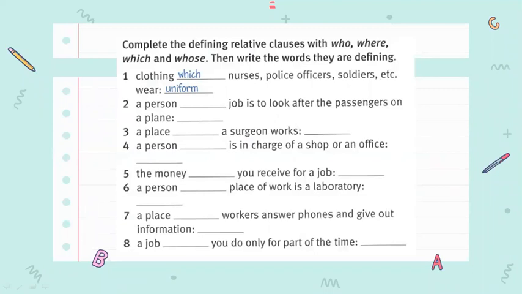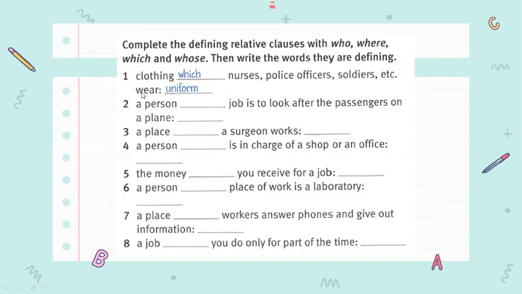Now on to our next exercise. We first need to complete the defining relative clauses with one of our 4 relative pronouns, who, where, which, and whose. Then you need to write the words that these defining relative clauses are defining.